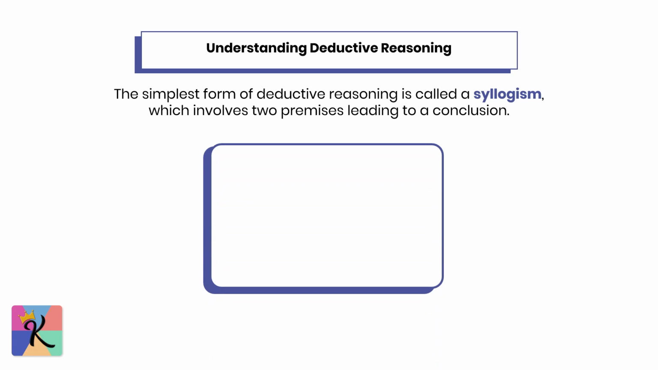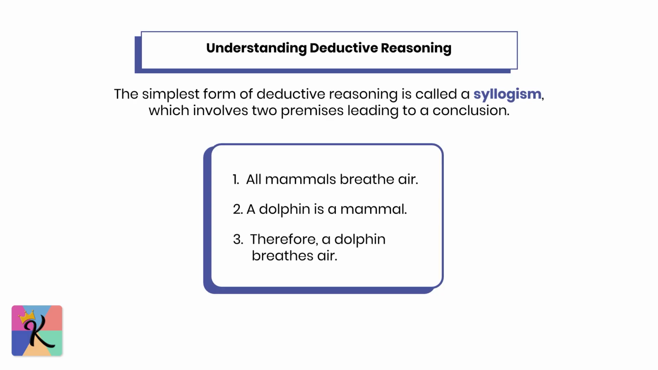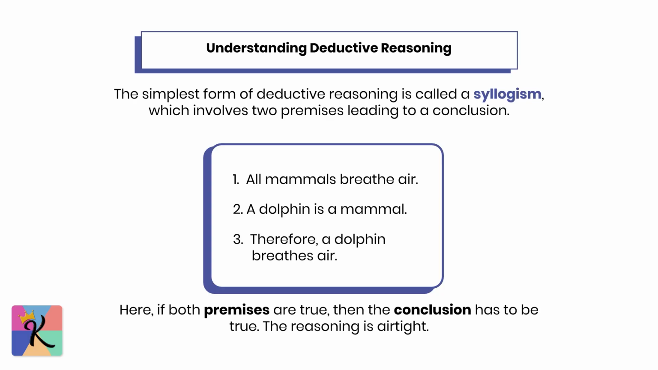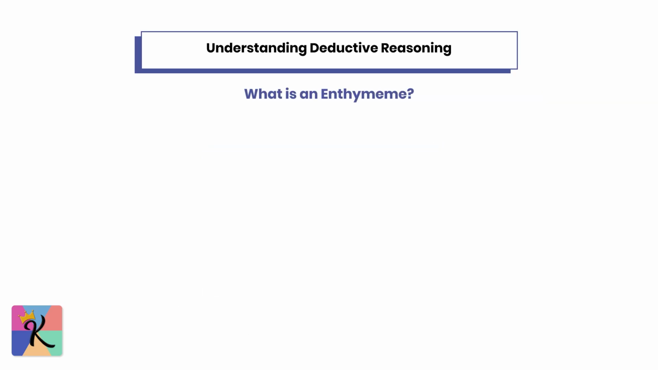For example: 1. All mammals breathe air. 2. A dolphin is a mammal. 3. Therefore, a dolphin breathes air. Here, if both premises are true, then the conclusion has to be true. The reasoning is airtight. What is an enthymeme?